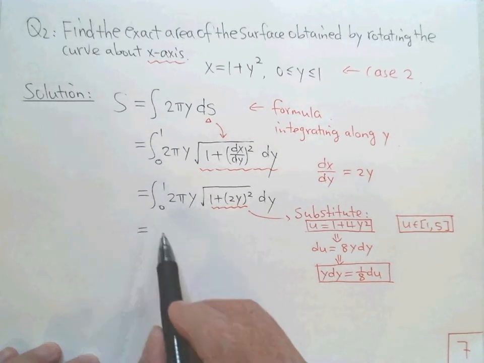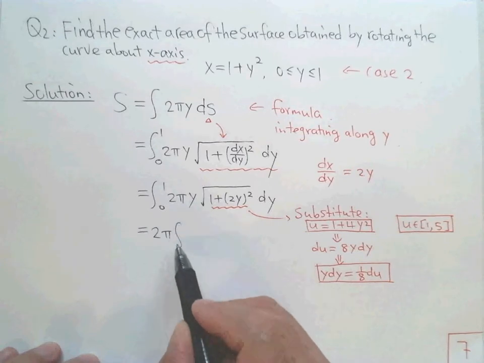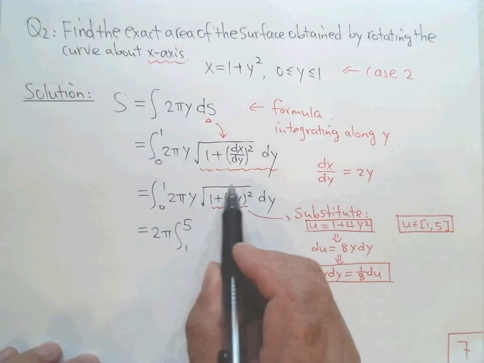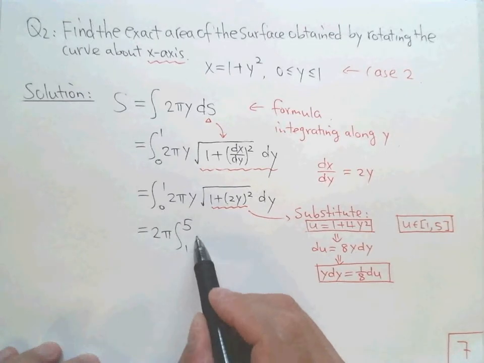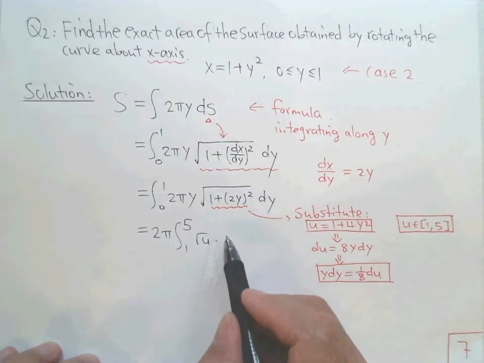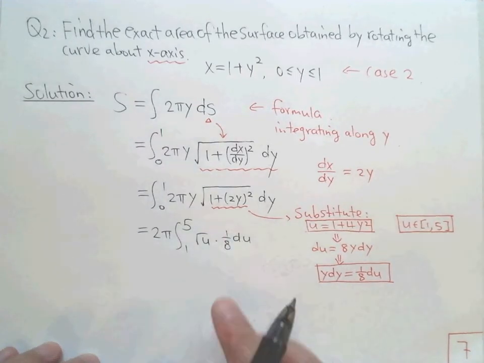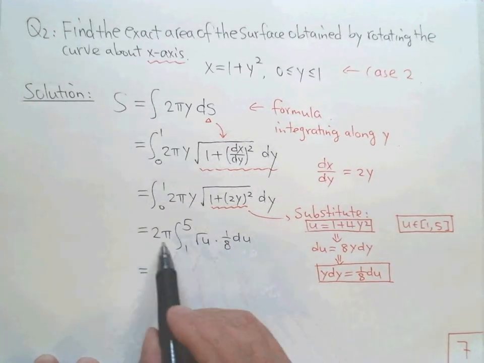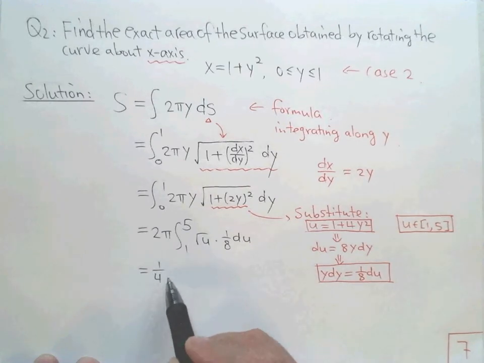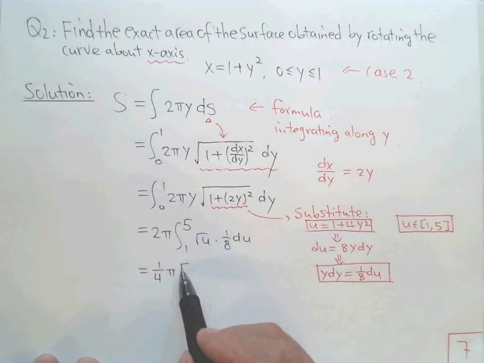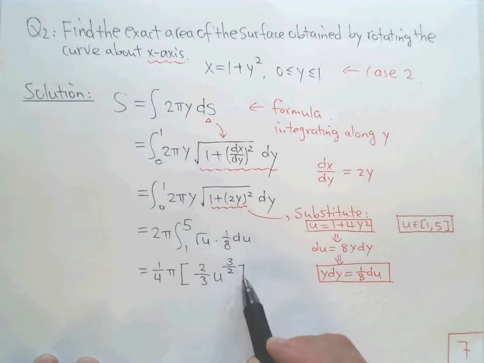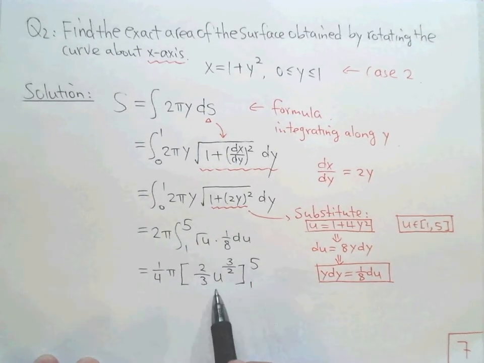If we do the substitution here, what do we get? I think it is 2 pi. We can factor it out, right? I put the 2 outside, and then integral from 1 to 5 of square root of u, times y dy. Y dy is 1/8 du. Now it's easy. This is a power function, so I directly get it. 1/8 factored out with 2 is 1/4. So 1/4 times pi, and the antiderivative we know is 2/3 u raised to the 3 over 2 power, and then from 1 to 5.